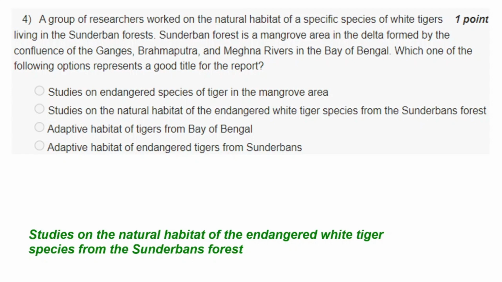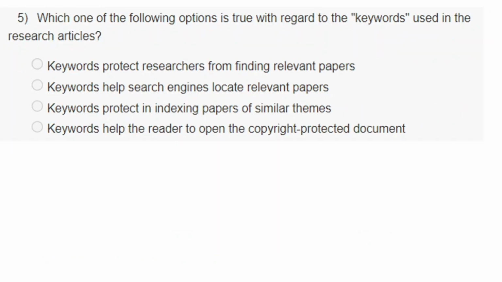Okay. Next question. This we also discussed, but still, which one of the following options is true with regard to the keywords used in research articles?